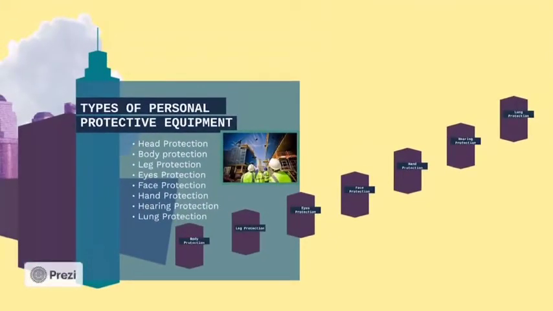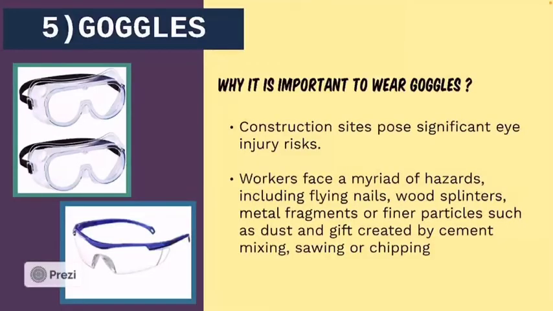Let's move to the eye protection. The next common type of PPE is goggles. So, why is it important to wear goggles? This is because construction sites pose significant eye injury risks. The workers face a myriad of hazards including flying nails, wood splinters, metal fragments, or fine particles such as dust and grit created by cement mixing, sawing, or chipping.